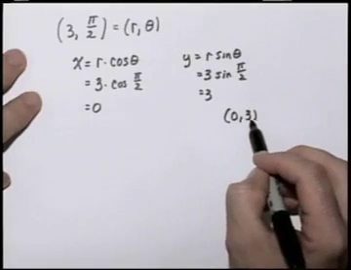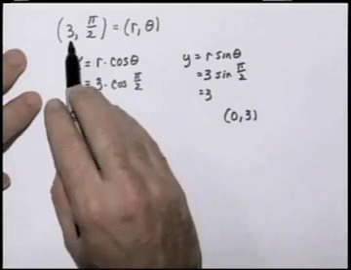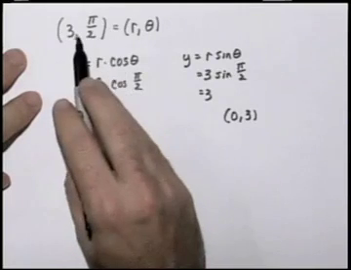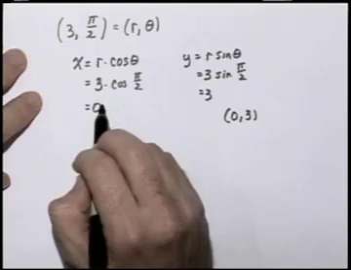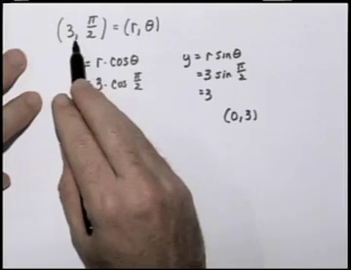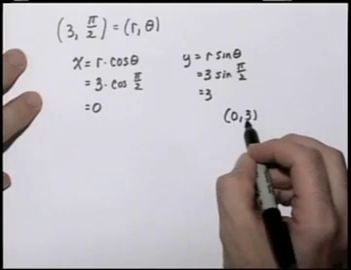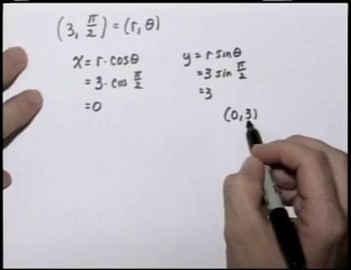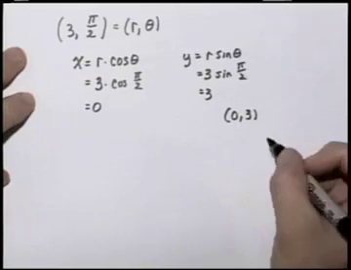That answer, by the way, should feel reasonable because 3 comma pi over 2 would be drawn by rotating an angle of 90 degrees and then going up 3 units on the terminal side. 0, 3 is a point on the positive y-axis 3 units above the origin.